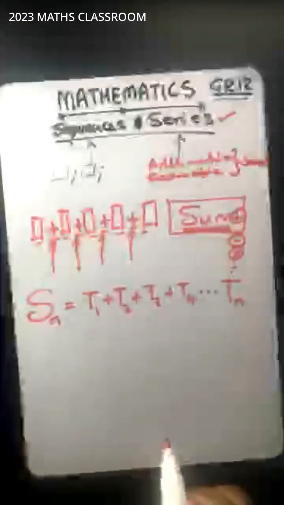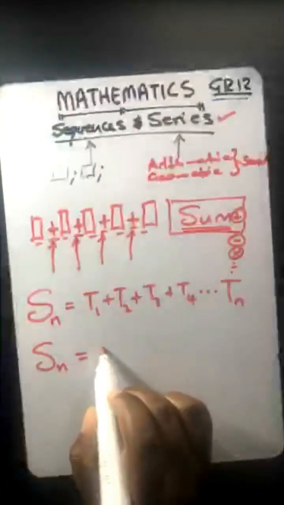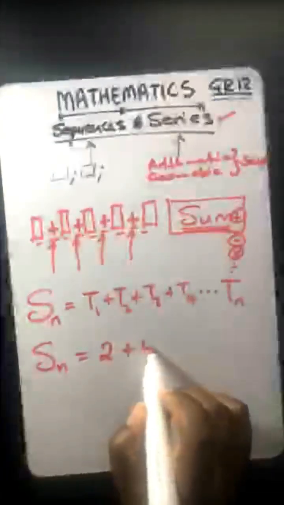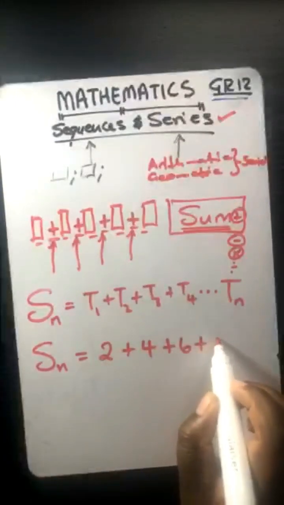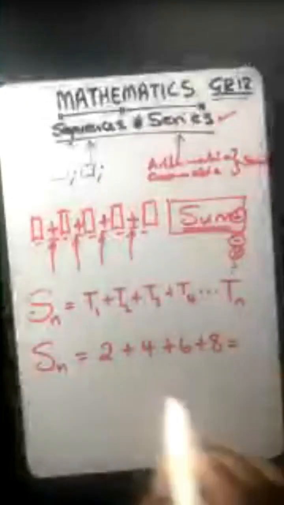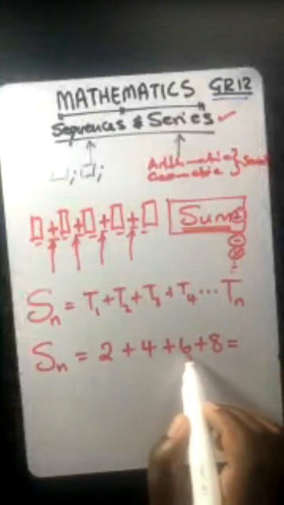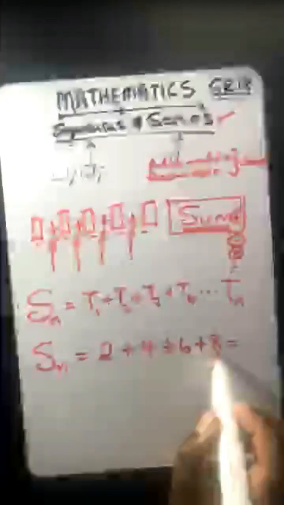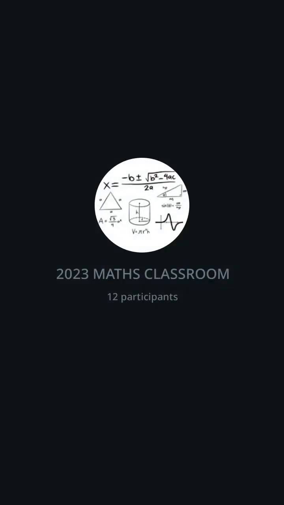For example, the sum of the terms in the pattern 2 plus 4 plus 6 plus 8 will be equal to: 2 plus 4 is 6, 6 plus 6 is 12, and 12 plus 8 is 20. So the sum of the terms in that sequence equals 20.